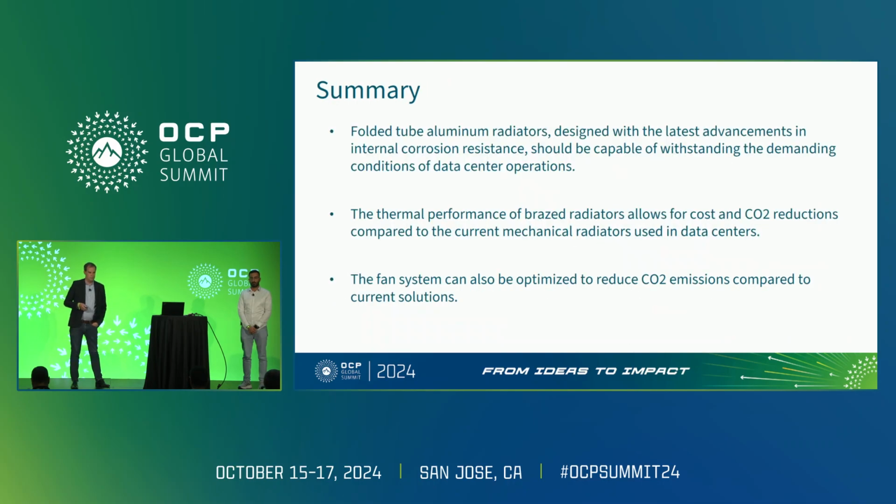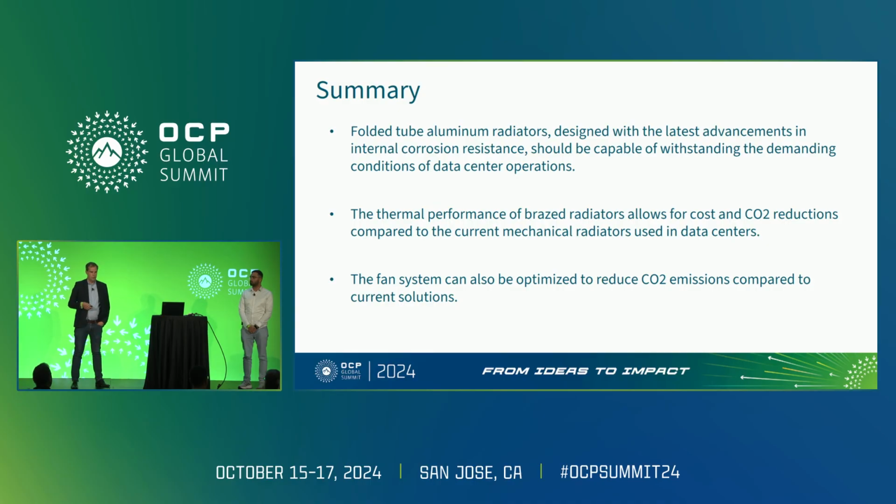So to summarize, braze radiator technology associated with folded tube technology is a good candidate to increase the heat transfer for rear door, and at the end to achieve a target for CO2 footprint reduction for the data center. In terms of performance, there is a huge gap versus the mechanical radiator, so we are speaking of 50% performance increase. Internal volume and weight reduction, the same percentage. So there is really something to do.